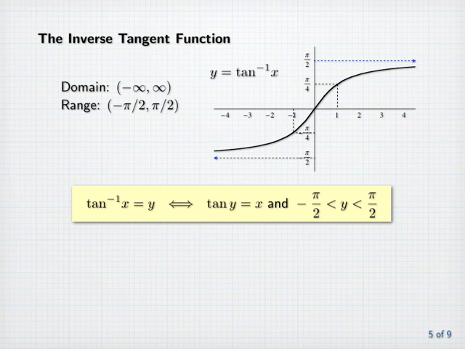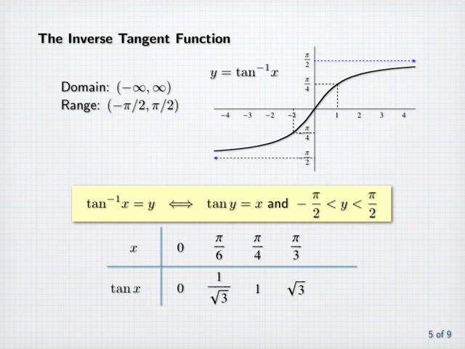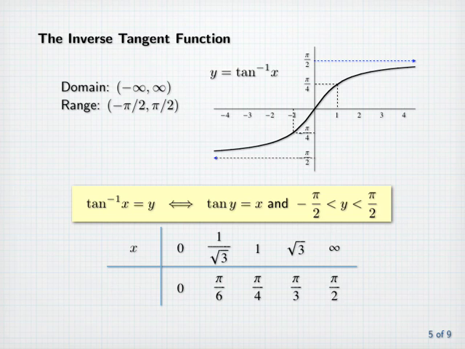Now let's recall the standard exact values of the tangent function for first quadrant angles. Tangent of 0 is 0, tangent of pi over 6 is 1 over root 3, tangent of pi over 4 is 1, tangent of pi over 3 is root 3, and the limit as x approaches pi over 2 of tangent x equals plus infinity. If we reverse these pairs, we have a table of values of inverse tangent.